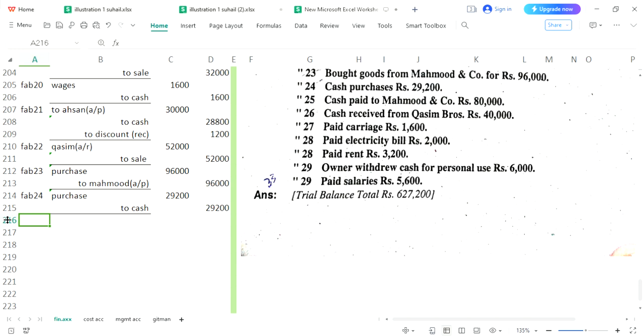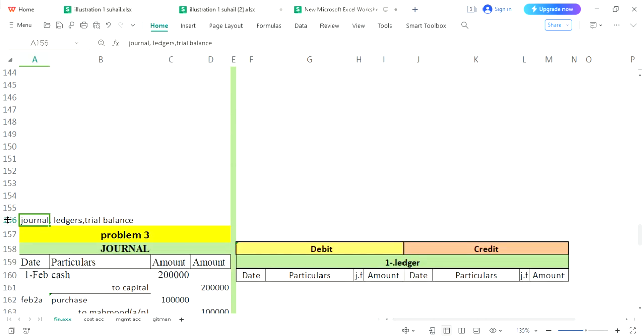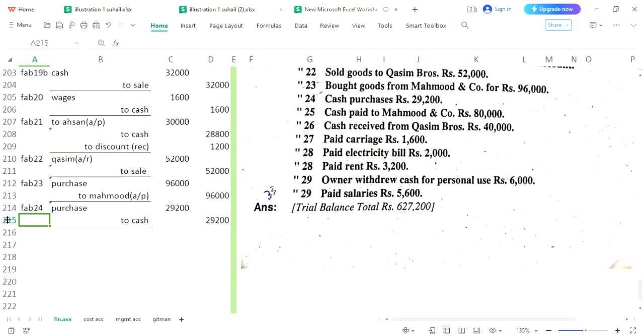We have completed some part of our question. We were doing, I think, problem number three. Yes, it was problem number three, and a part of problem number three was journal. We have completed journal entries up to February 24. Here you can see that this was the 24th entry, February 24th, and we have completed it.